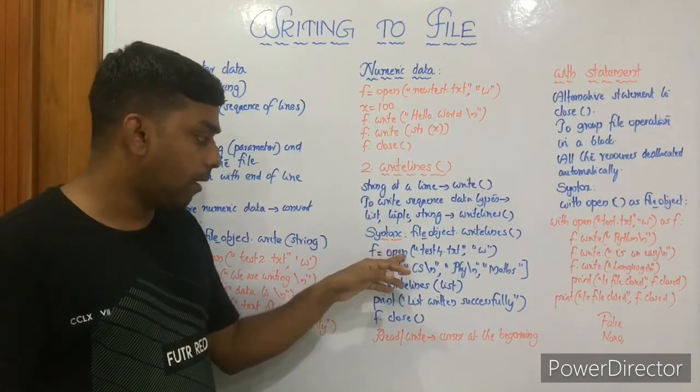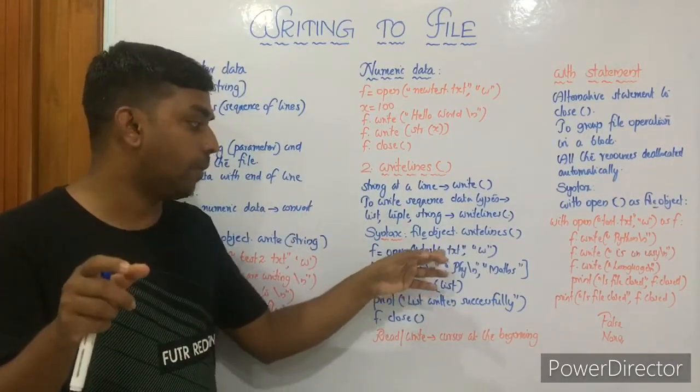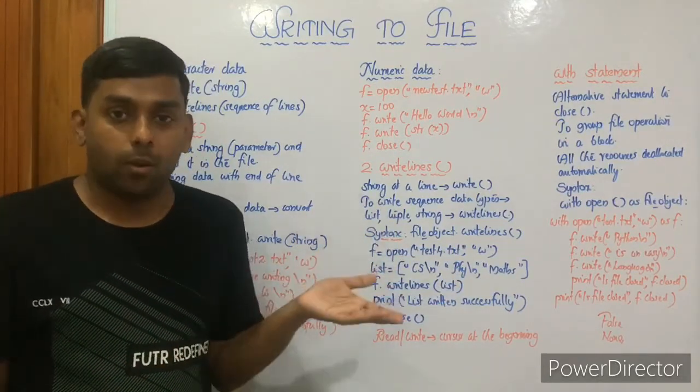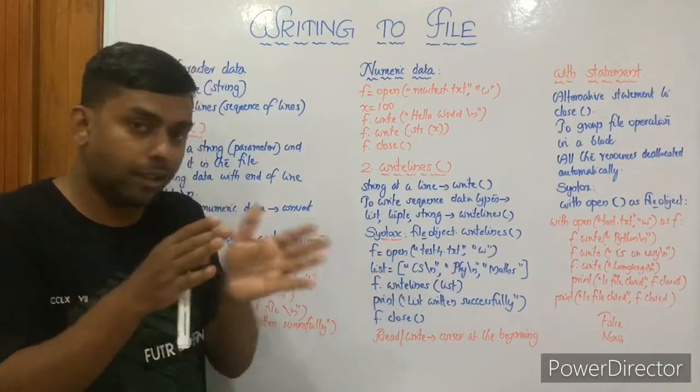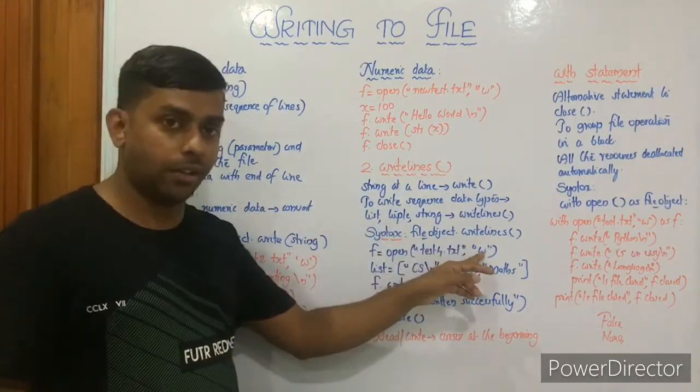f equal to open test4.txt comma w. Here we are opening the file test4.txt. That may be a file which is already existing or no such file exists, right? Yes. These are the two options with test4.txt. Anyway, we are opening it for writing.